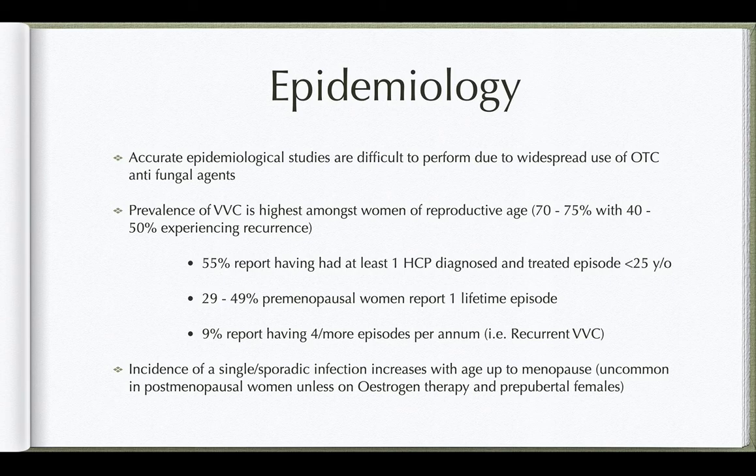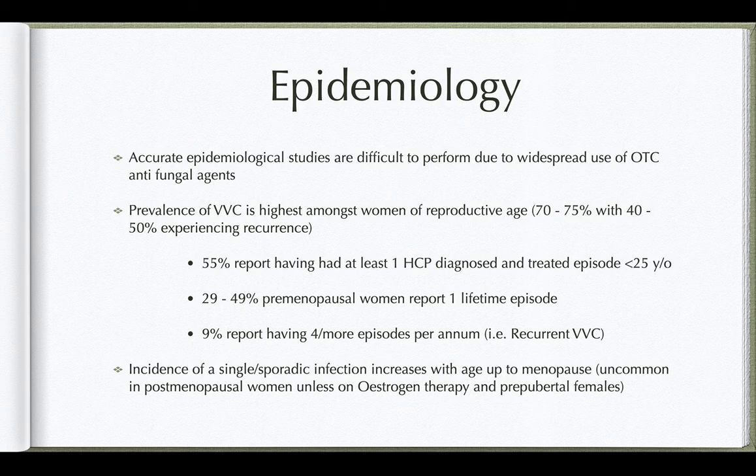The prevalence of VVC is highest amongst women of reproductive age. 70 to 75% of women report having at least one episode within their lifetime, with 40 to 50% experiencing recurrence. Of those, 55% report having had at least one healthcare provider diagnosed and treated episode before the age of 25.